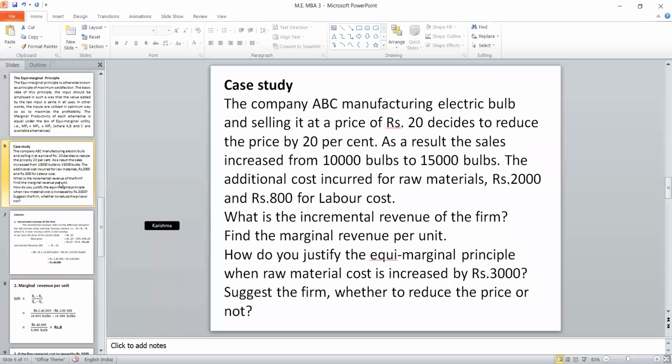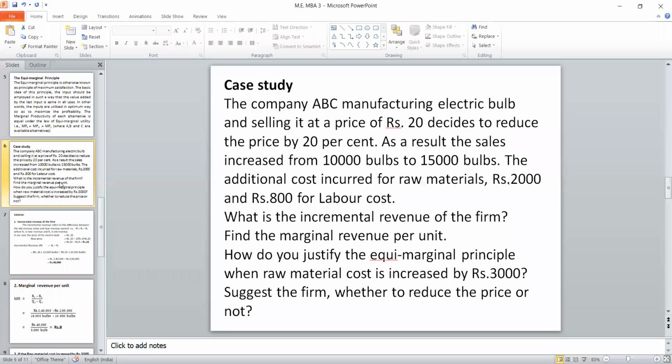That is one company, ABC. They are producing electrical bulbs and they are selling the bulb at rupees 20. They want to reduce the price to some extent. Okay, a 20% price reduction should be there. The price of the bulb is 20, but they want to reduce the price by 20%. This is one decision that they want to take. As a result, suppose previously 10,000 bulbs had been sold. Now 15,000 bulbs have been sold.